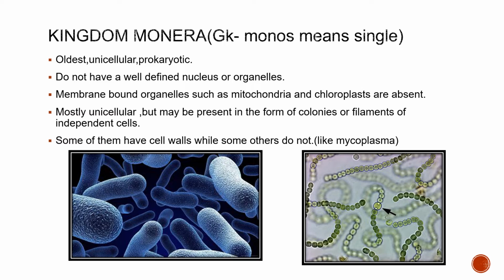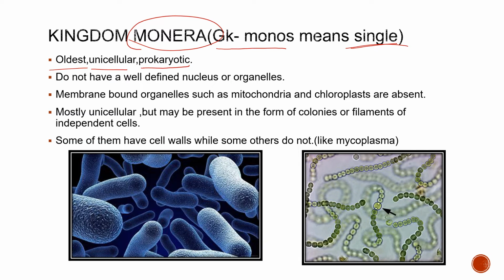Now first we will be discussing the kingdom Monera. So what does this term Monera mean? Now we all know that most of the terms of biology are derived from Greek words. So the Greek word monos, which means single. So from that only this Monera term has come. So what are these? These organisms generally are the oldest form of organisms. They are mostly unicellular and they are all prokaryotic in nature.